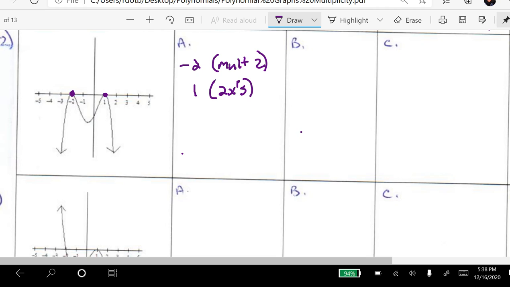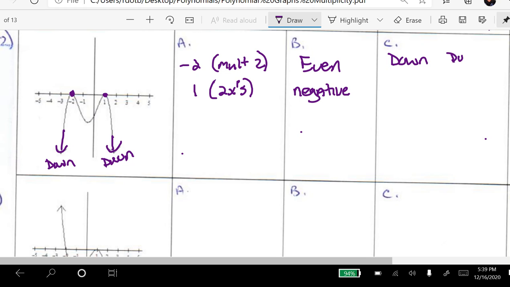So the next question said the degree and the leading coefficient. The degree here, because they're both going in the same direction, I know it's even. So it's even degree. And then since it's down, down, I know that my leading coefficient had to be negative. C asks me for the end behavior. The end behavior is down, down. Again, negative infinity for down.